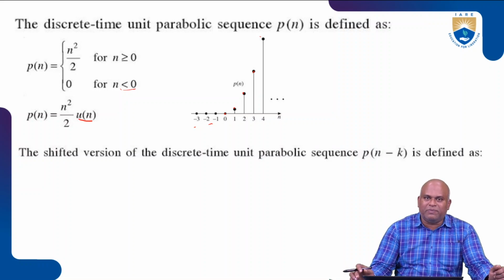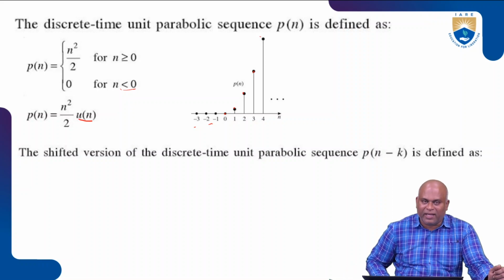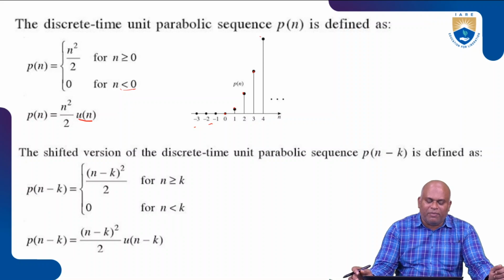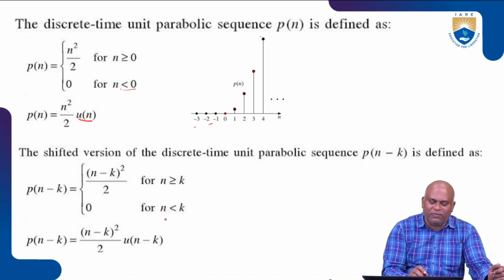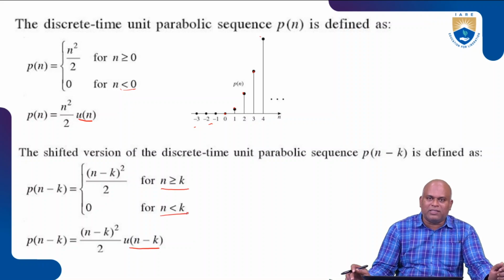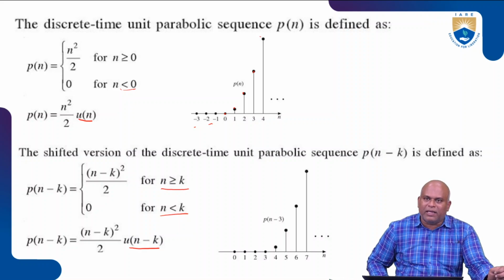Then, the shifted version of the discrete time unit parabolic sequence. P of n minus k is defined as p of n minus k is equal to n minus k whole square divided by 2 for n greater than or equal to k, and 0 for n less than k, or p of n minus k equal to n minus k whole square divided by 2 u of n minus k. This u of n minus k is represented by the interval of both the positive as well as the negative case. So this one will be represented by the graph.